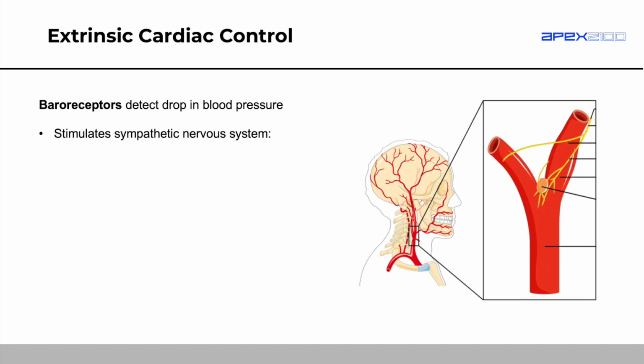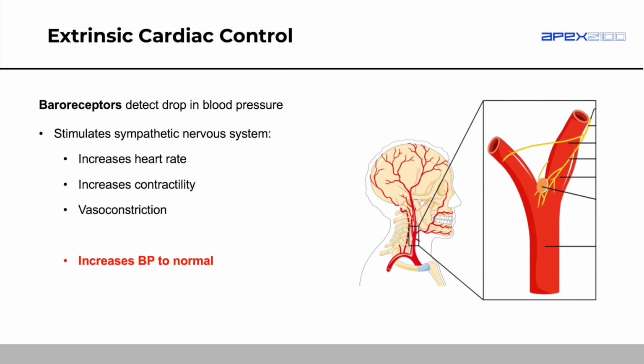Now, of course, the baroreceptors are going to pick up on that drop in blood pressure, and they then stimulate the sympathetic nervous system to increase heart rate, increase the contractility, so the forcefulness of the heart beating, and to vasoconstrict, to narrow the blood vessels to increase the blood pressure. And all of this increases the blood pressure. So when we have that sudden drop in blood pressure that happens when we stand up quickly, the baroreceptors identify that, they stimulate the sympathetic nervous system to increase heart rate, contractility, and vasoconstriction, all to stabilize the blood pressure and achieve homeostasis.